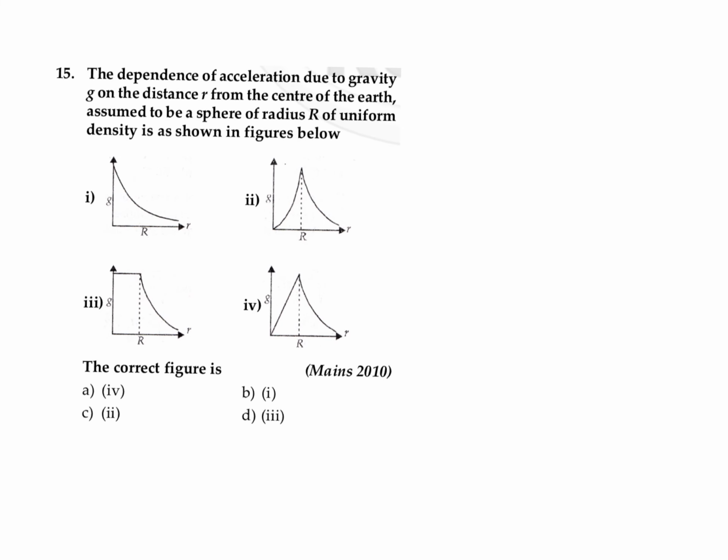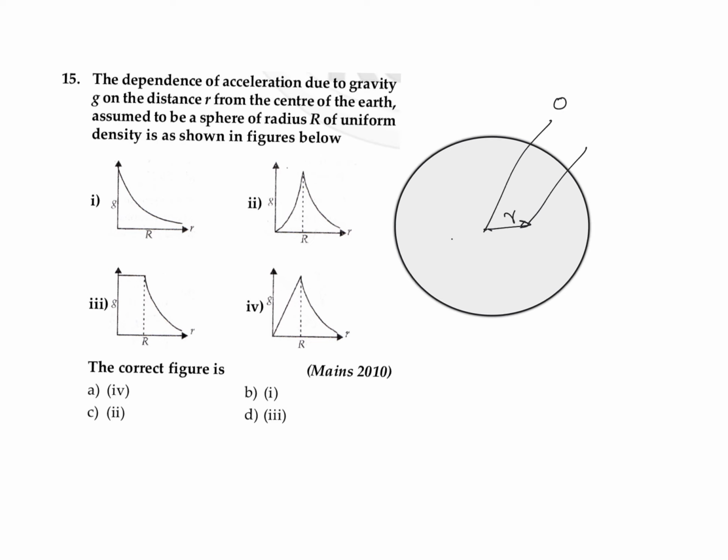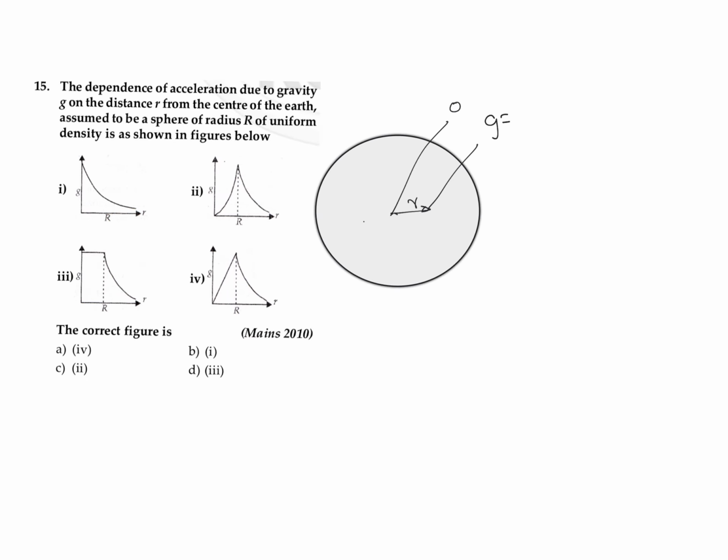So we can just consider that Earth is like a solid sphere, and we know that inside a solid sphere the value of acceleration due to gravity at the center is going to be 0, and at a distance r from the center, inside, we know that g is equal to GM r divided by R cube, so it is directly proportional to r.